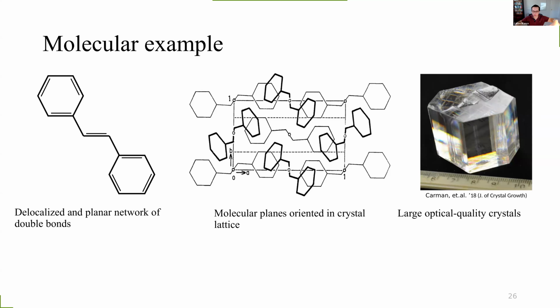Really, it's a planar molecule, and these planar molecules like to crystallize in ways where their faces are roughly pointed in one direction. We've known about trans-stilbene for a long time, and so we can create rather big optical quality crystals. And what's interesting is that the electrons in these molecules, you can think of them as being free to roam around the perimeter of the molecule.